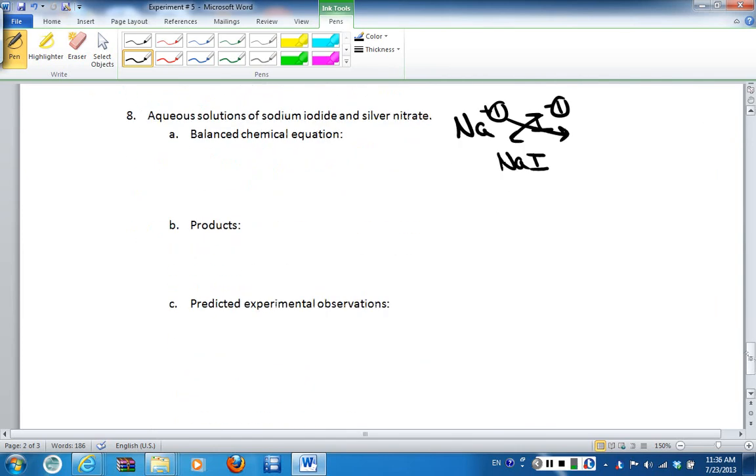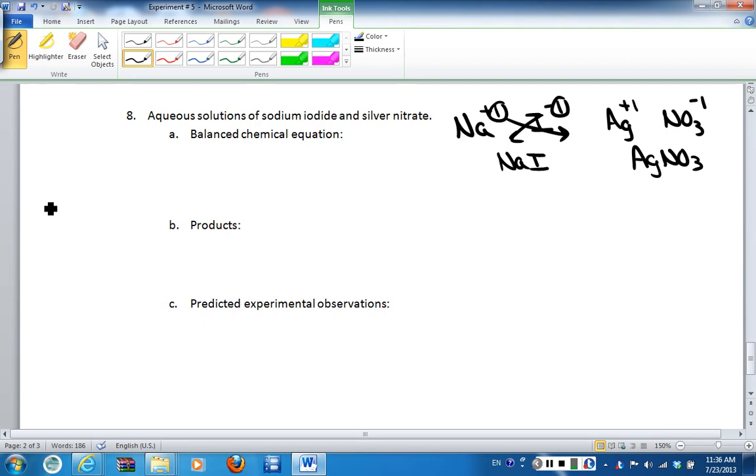With silver nitrate, we have Ag and we have NO3. Now we know that because NO3 is a polyatomic ion, it has a -1 charge. Now, in order for the overall charge of this molecule to be equal to 0, we know that silver has to have a +1 charge. So we end up forming AgNO3.